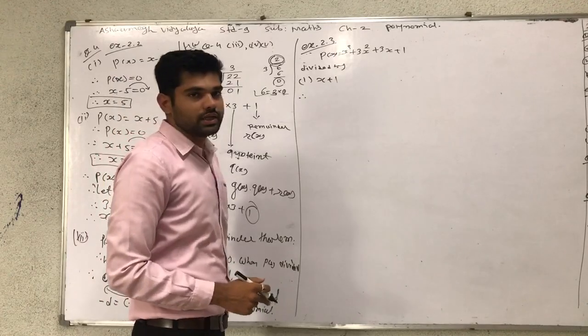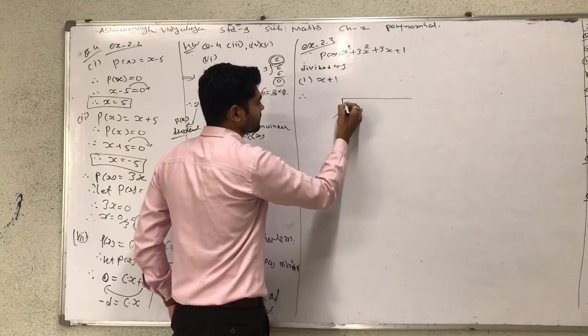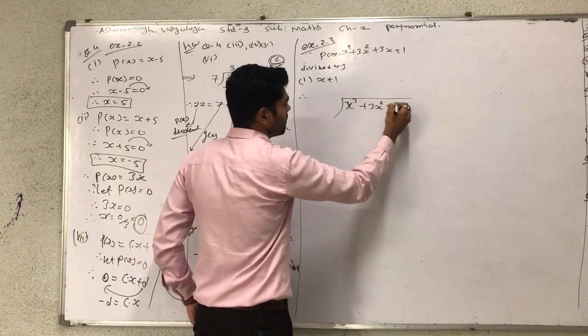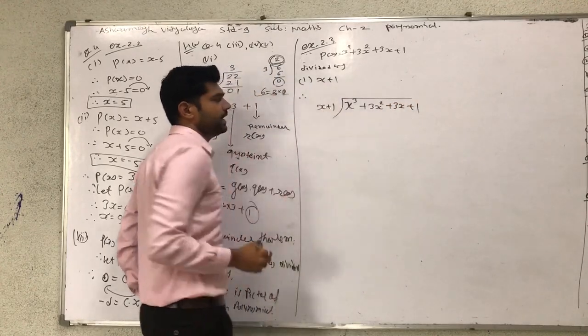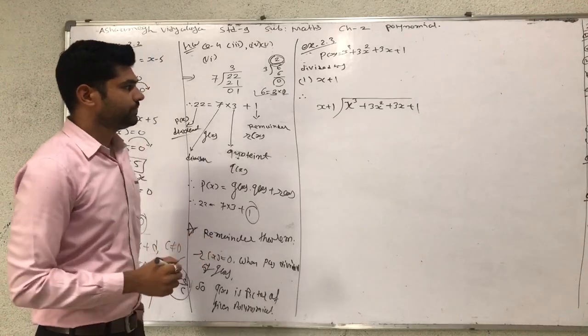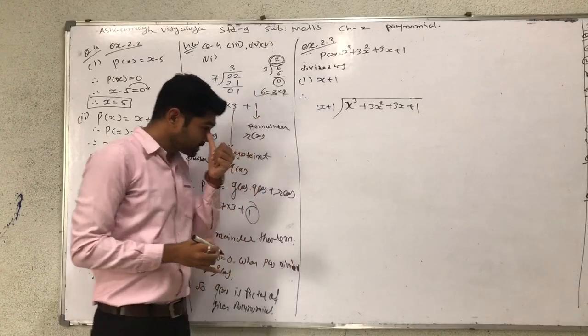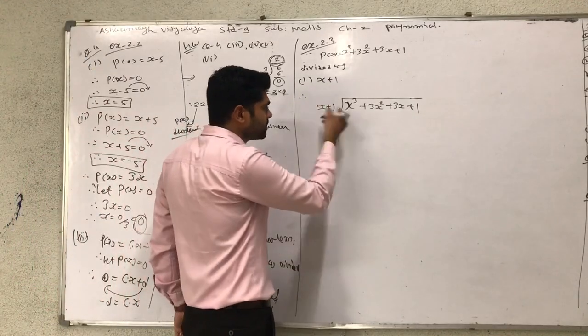So now solve x plus 1. First p of x, it means x cube plus 3x square plus 3x plus 1 is divided by x plus 1. So see and learn here. First we have to try division by first term to second term.